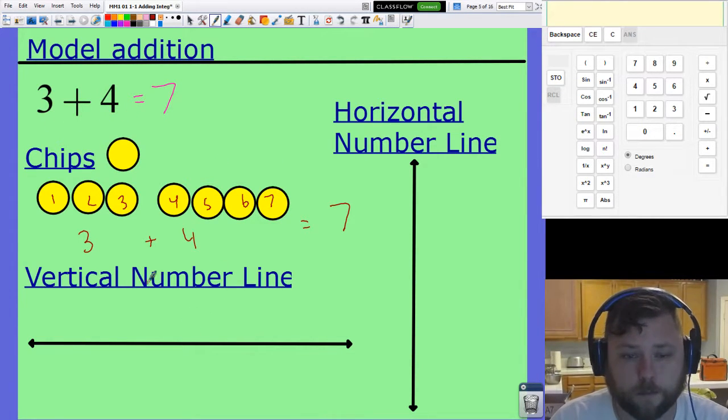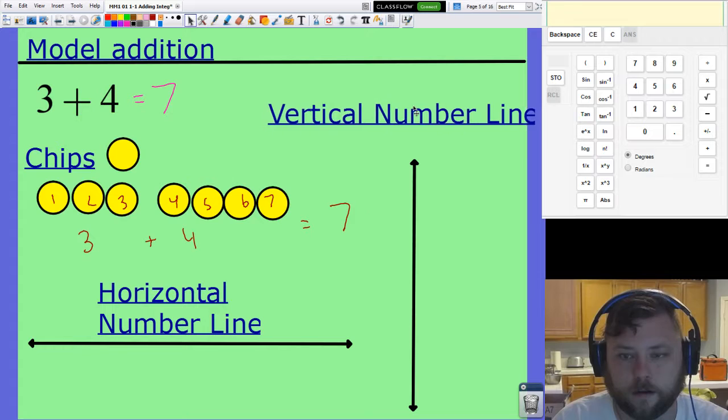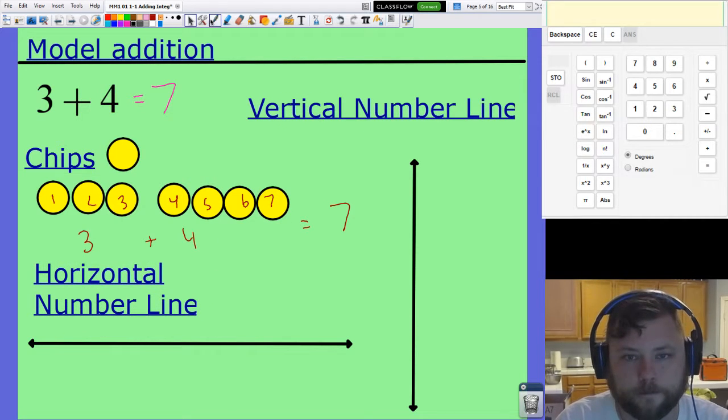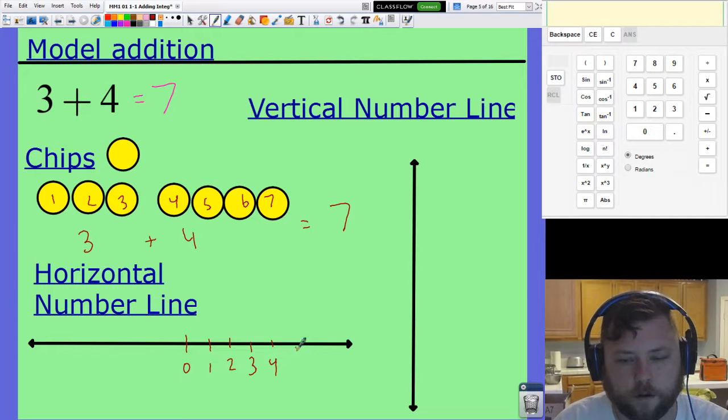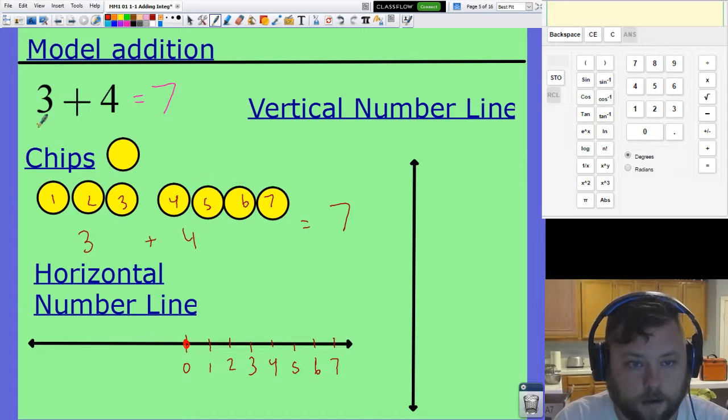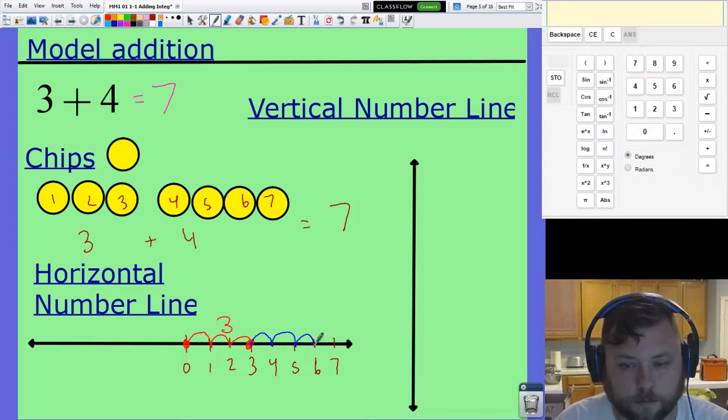We can also do this with number lines. I'm going to do a vertical and a horizontal number line. So let's do it with the horizontal number line. This is what you usually see. So you put 0 in the middle, and maybe go 1, 2, 3, 4, 5, 6, 7, and so on. What you do in a horizontal number line is you always start at 0, and you first start adding 3, so you move up 1, 2, 3. So this is 3. Gets you right here. And then if you're adding 4, you move up another 4 and go 1, 2, 3, 4. And hey, your answer is 7.